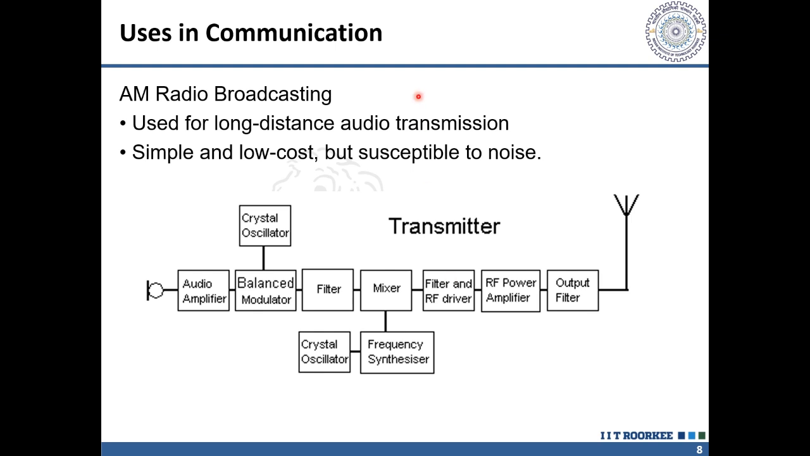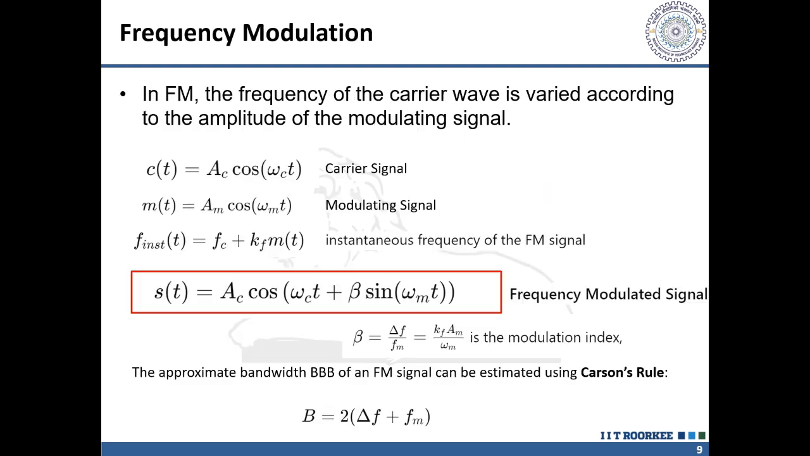Let's see uses in communication. It is used for long distance audio transmissions as it is very low cost and simple. But it is susceptible to noise. It's used in AM radios, and that's why we sometimes hear a lot of disturbances and errors in the noise while listening to radio, because it is susceptible to noise and disturbances.